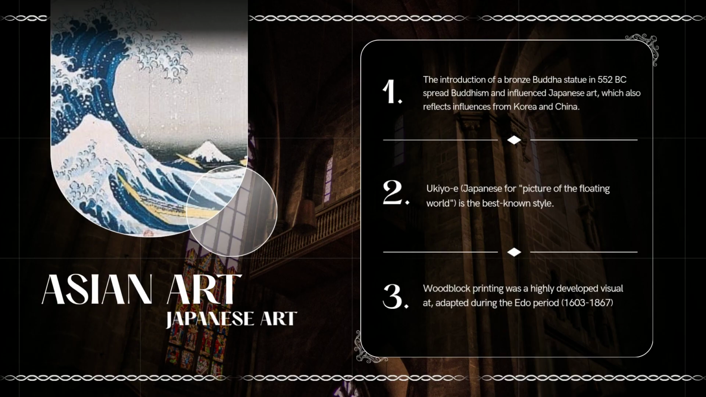Japanese art was heavily influenced by the introduction of Buddhism around 552 BC, and it also shows influences from China and Korea. One of the most famous styles is ukiyo-e, which means pictures of the floating world. Japan also developed advanced woodblock printing, especially during the Edo period, 1603 to 1867.